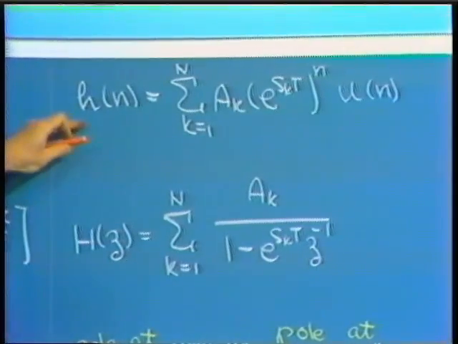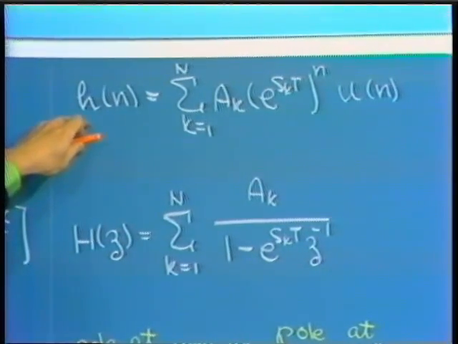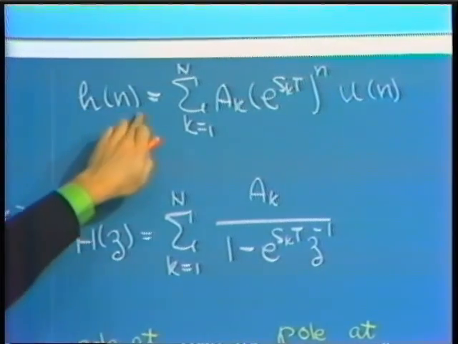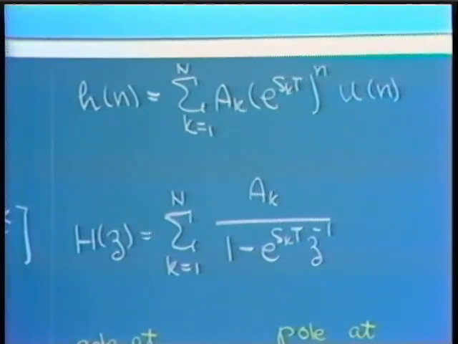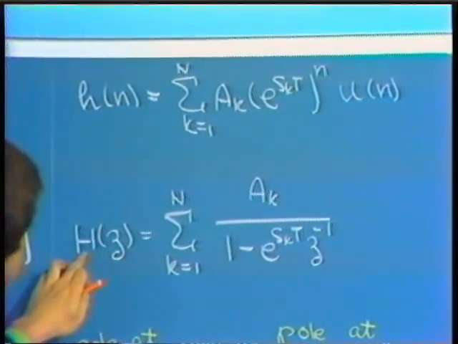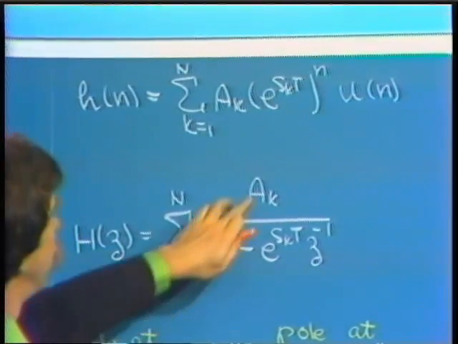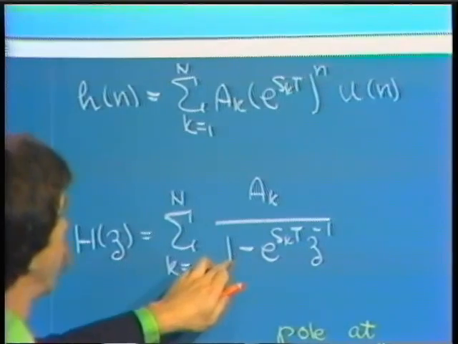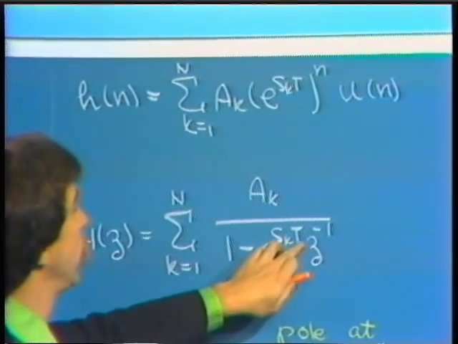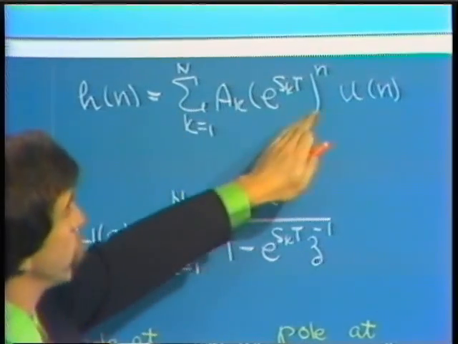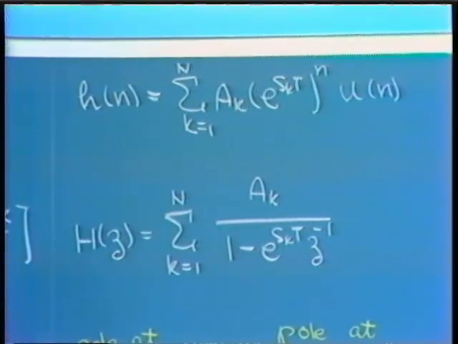And consequently, we can write down by inspection the z transform or system function that corresponds to this unit sample response. In particular, it is H of z equal to the sum of a sub k times 1 minus e to the s sub k capital T z to the minus 1. That's simply by inspection of this expression.